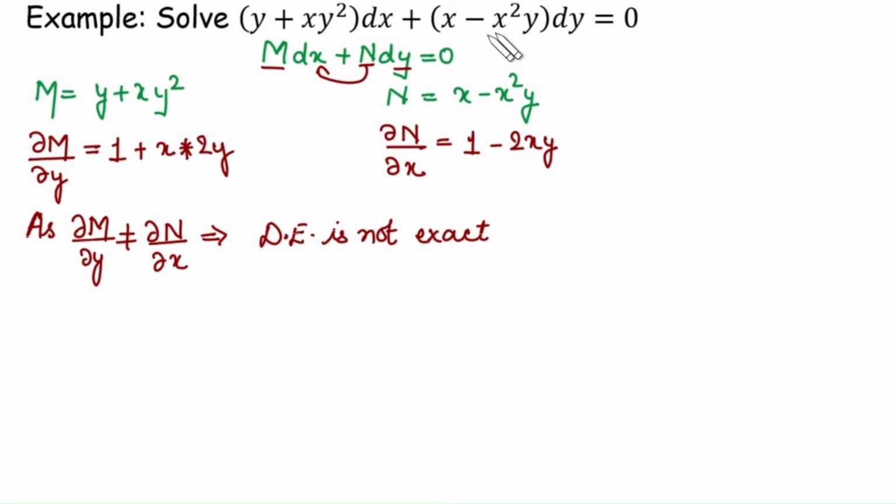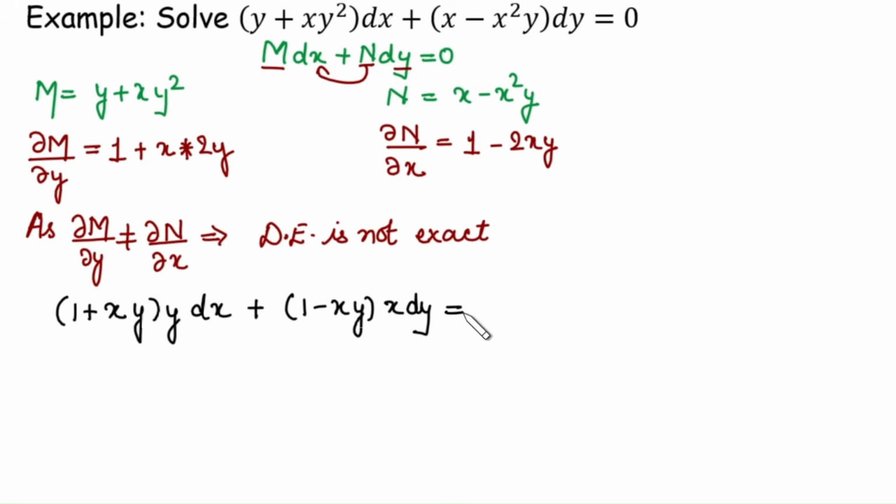Let's rewrite this differential equation. We can write it as (1 + xy) y dx + (1 − xy) x dy = 0. Now check: with x we have y, with y we have x, and it contains the terms x and y, or we can say that the power of x and y in each term is the same. So it means we can calculate the integrating factor.